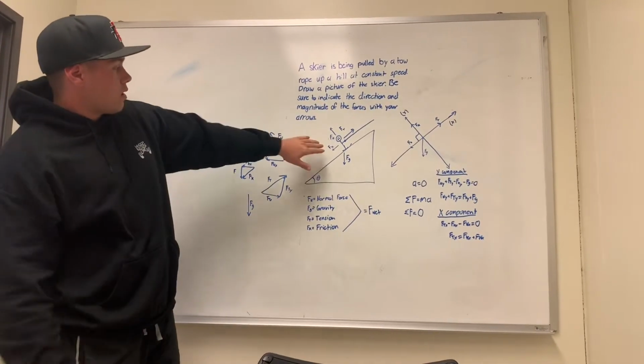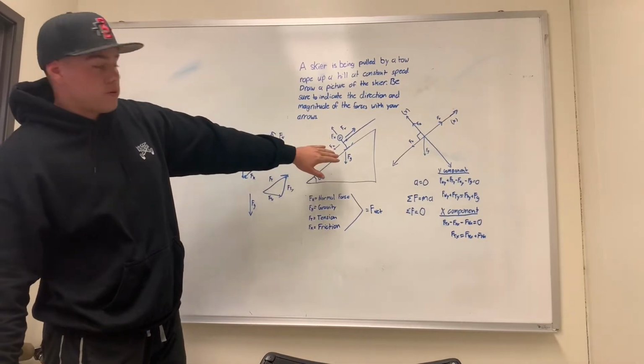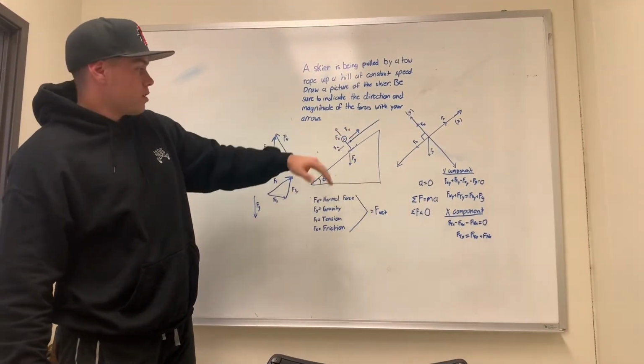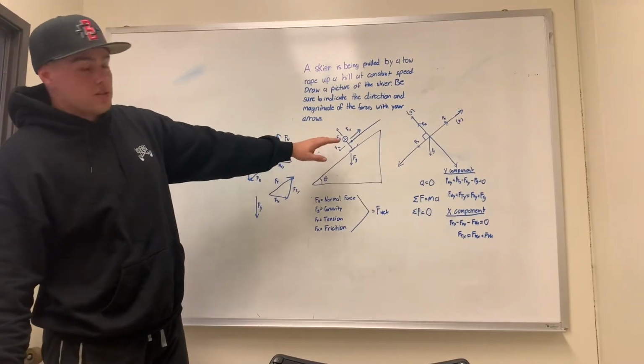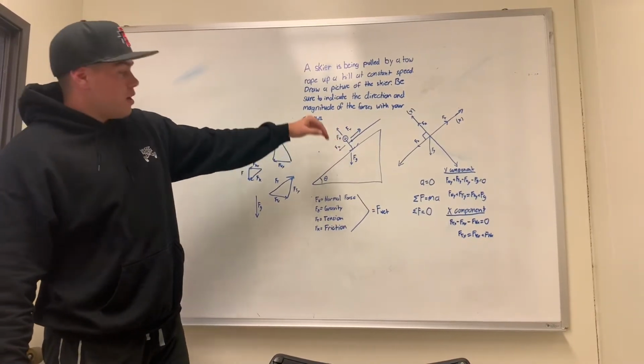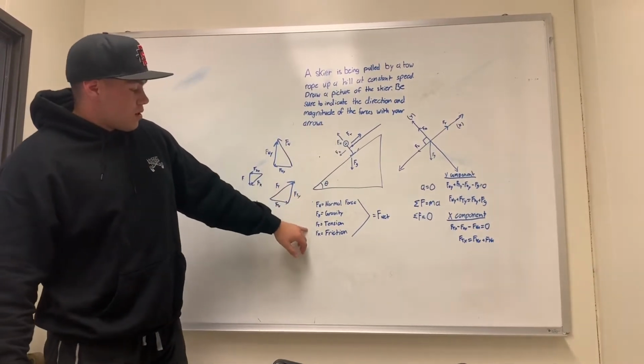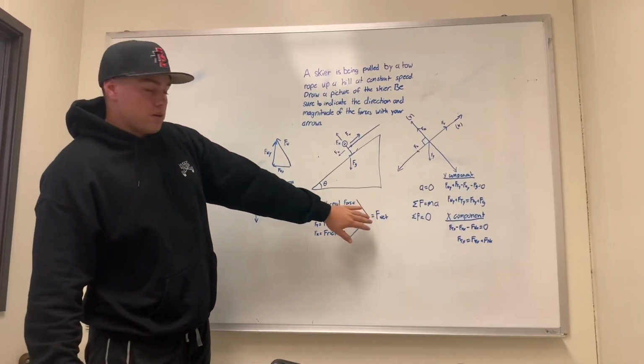So we have the normal force, which is perpendicular to our slope. We have our tension force, which is coming from the rope, pulling him up the hill. We have our friction, which is between the skis and the snow on the slope. And then we have our gravity force, which is coming down. Now, all of these forces added up together equal our net force.